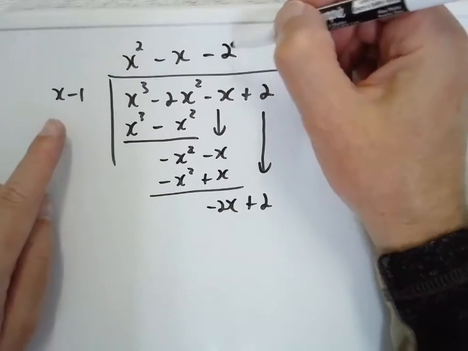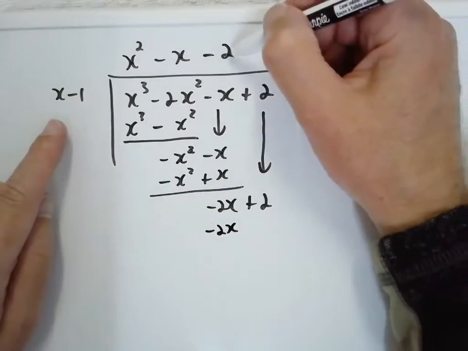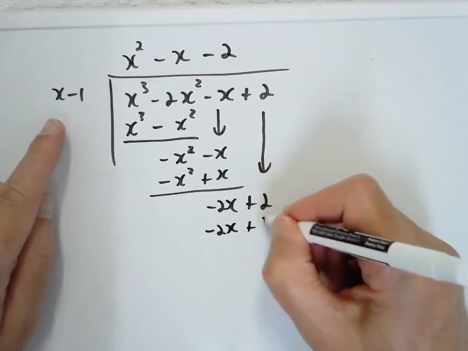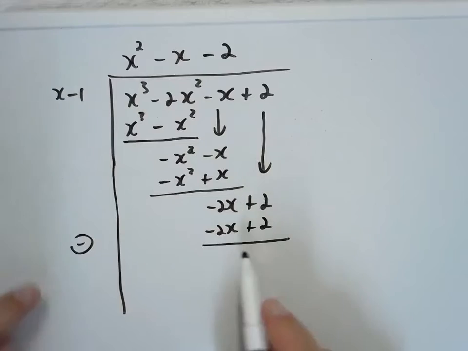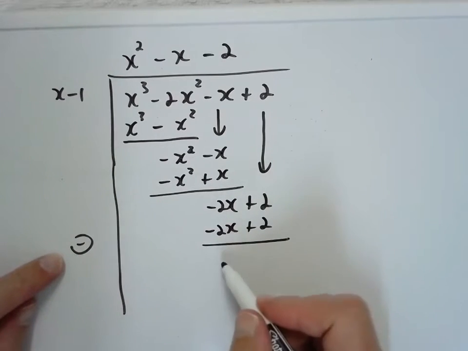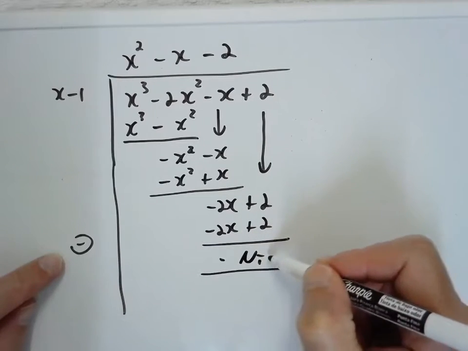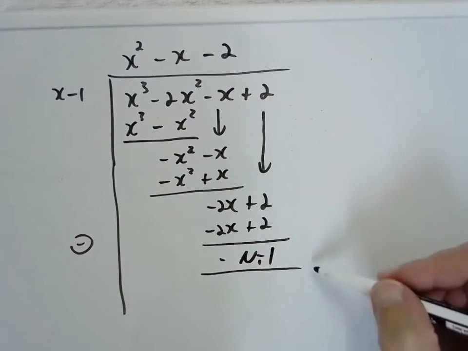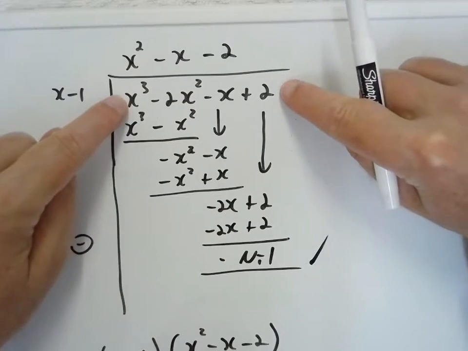Okay, then we're going to multiply again. Minus 2 multiplied by x is minus 2x, and minus 2 times minus 1 is plus 2. And remember, I'm going to subtract. Minus 2x minus 2x is gone. 2 minus 2 gone. So I've got nil left over, which is really good. So we can now say x minus 1 times x squared minus x minus 2 is equal to that.